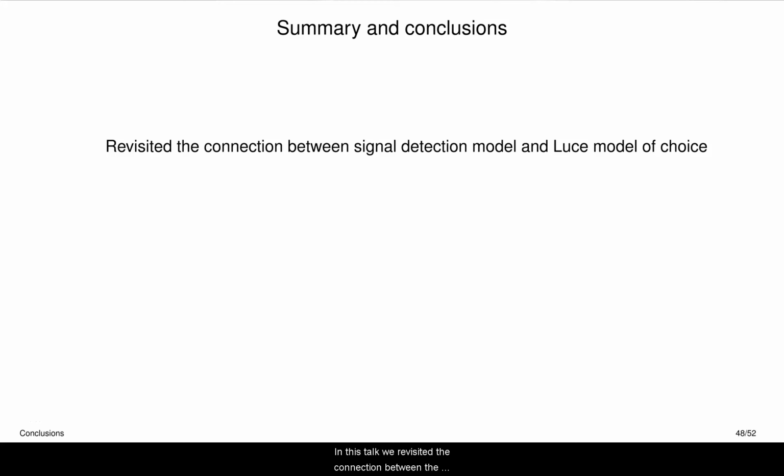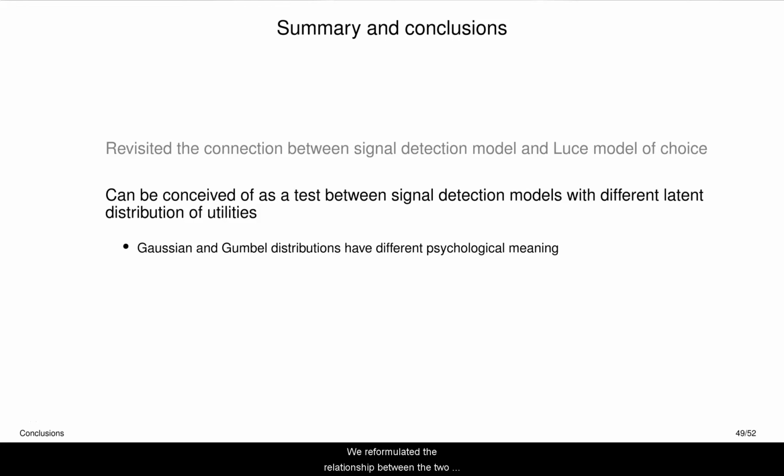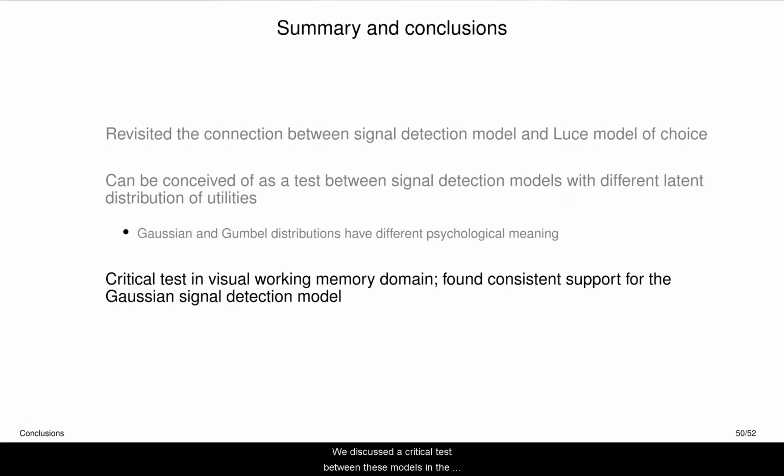In this talk, we revisited the connection between the signal detection and Luce model. We reformulated the relationship between the 2 models in terms of a comparison between 2 different parameterizations of the signal detection model, and discussed the different implications these distributions have for understanding processes. We discussed the critical test between these models in the visual working memory domain, and using this test we found consistent support for the Gaussian signal detection model.